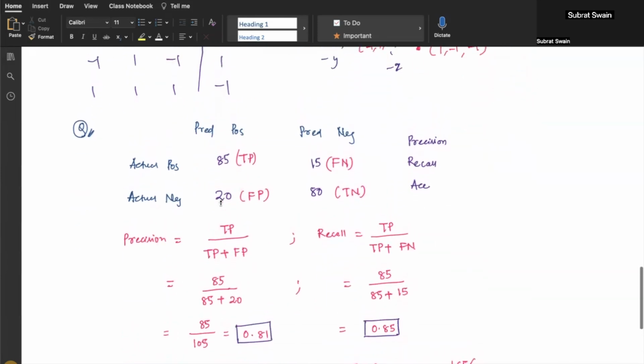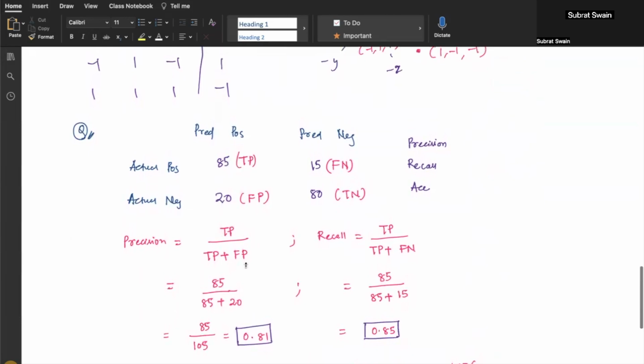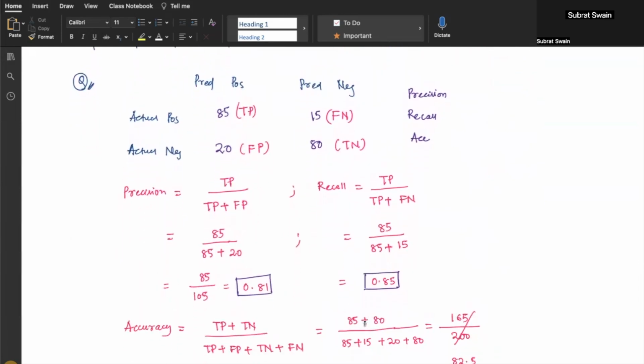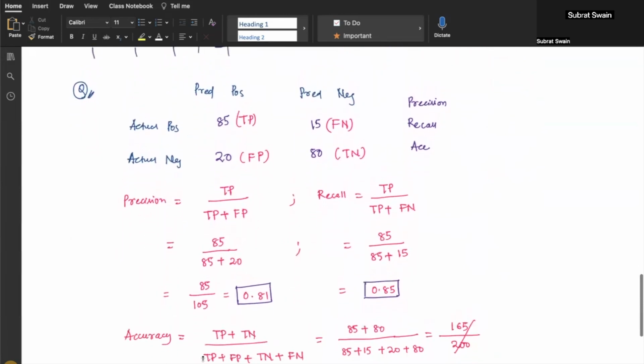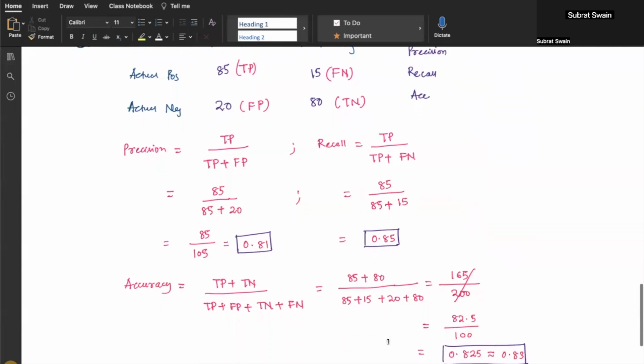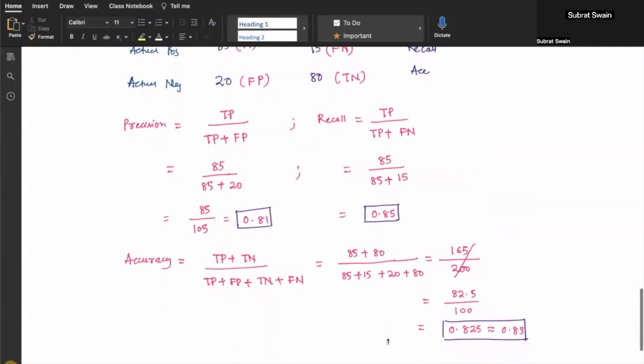Okay. So if you calculate the precision, it will be 85 by 85 plus 20. If you calculate the recall, it is 85 by 85 plus 15, and they come out to be 0.81 and 0.85. And accuracy is true positive plus true negative by true positive plus false positive plus true negative plus false negative. That is 85 plus 80 by 85 plus 15 plus 20 plus 80, that is 165 by 200, which is equal to 0.825, or you can say 0.83.